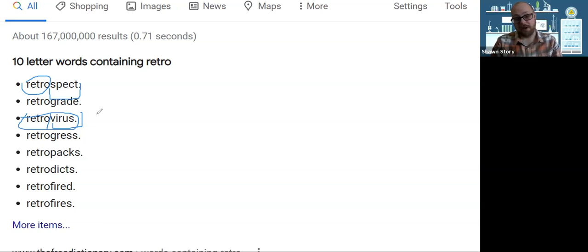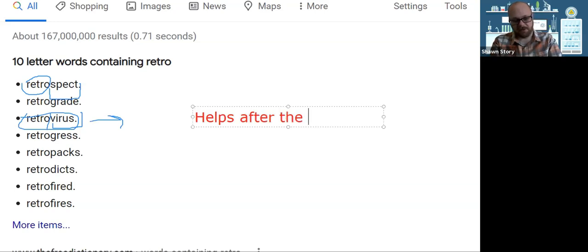Retroviral, like there's retroviral medication. I'm pretty sure retroviral medication helps you after the virus has entered your body. That's why it's retro, after the fact, because it helps after the virus has entered the body.